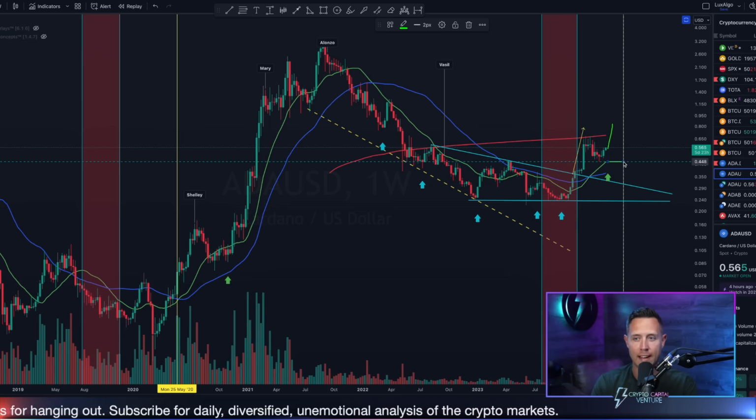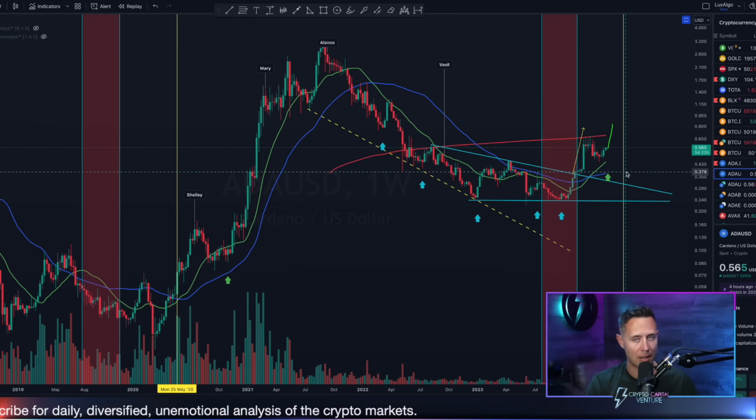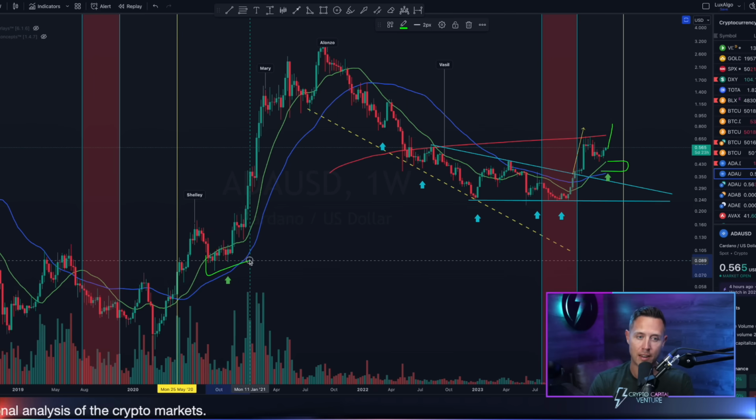The 20-week moving average is down here at 45 cents, and even the 50-week down here at 37. I'm not saying we're hitting that area, but just know these moving averages in the range, that's where it is, because that's where ADA consolidated last time.